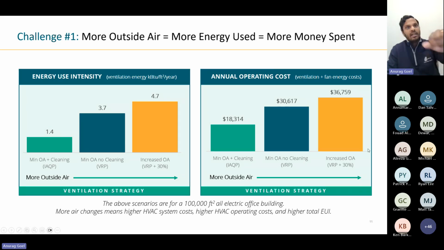So typically, it's a rule of thumb I'll throw out there, and is about $1.50 per CFM of outdoor air that we supply to the building. So in this example, the blue bar, the VRP bar, represents about 20,000 CFM of outdoor air.